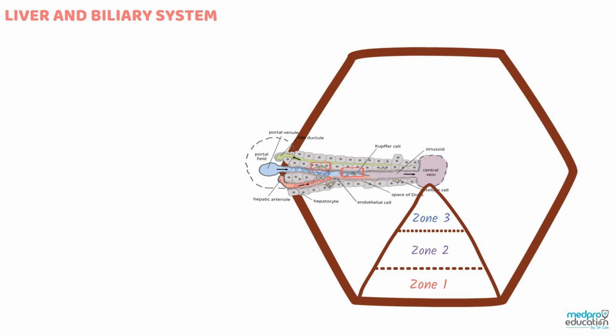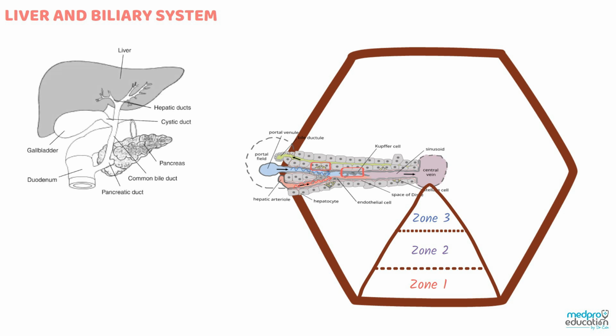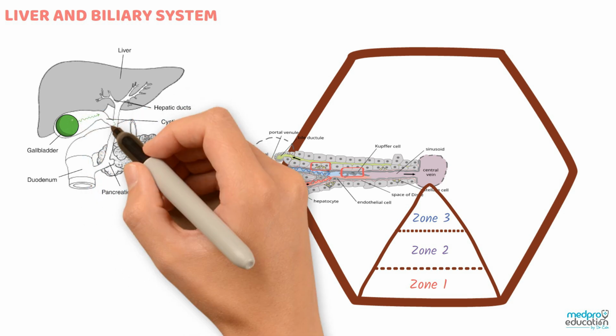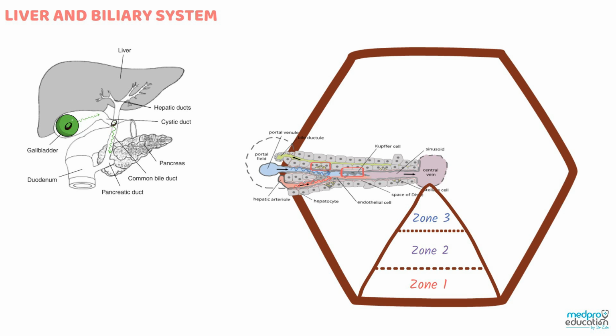Bile produced by hepatocytes flows into the biliary system and is stored in the gallbladder. The gallbladder releases bile on demand into the duodenum through the bile duct. Obstruction at the ampulla of Vater by gallstones may cause cholangitis or acute pancreatitis.